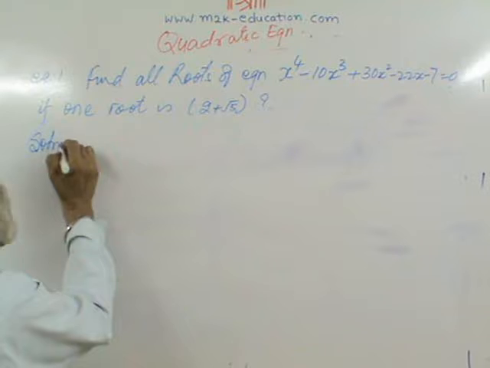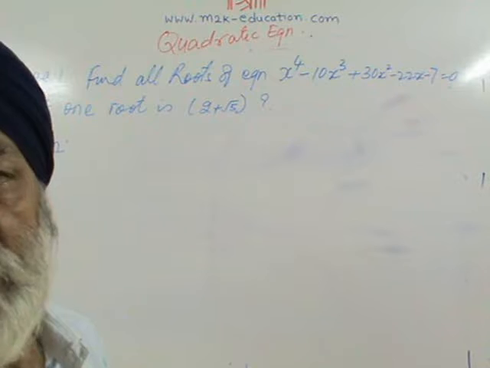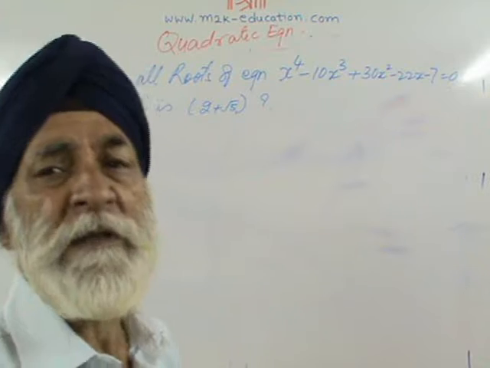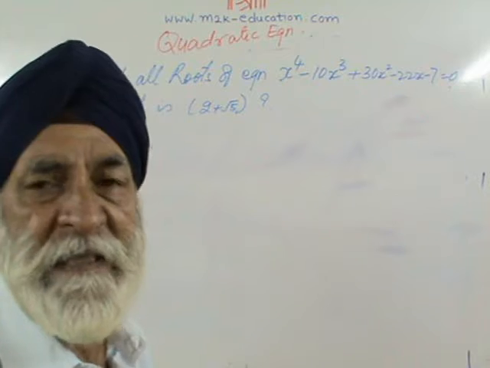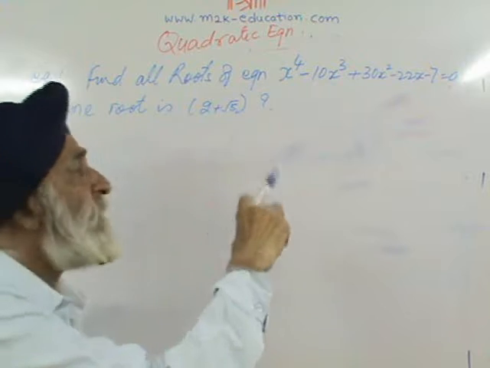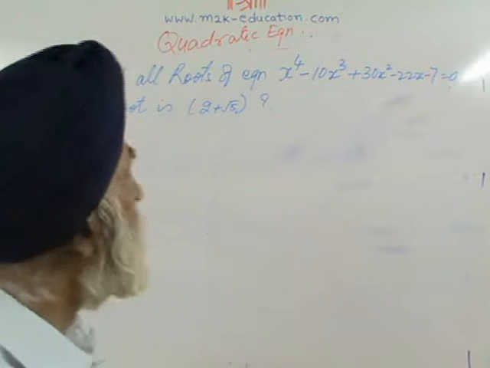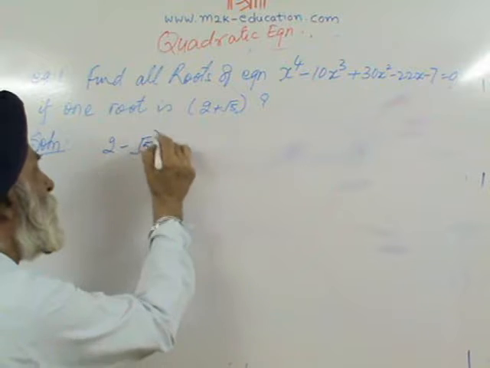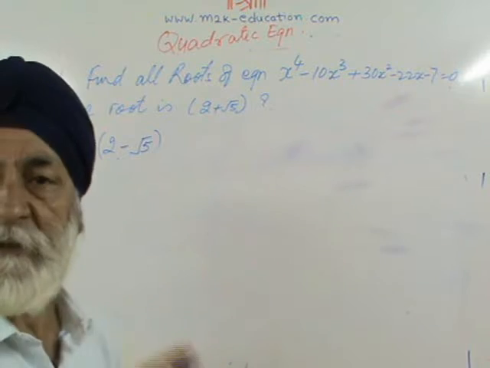As per the nature of the roots which we have already explained, 2 plus root 5: 2 is a rational number and root 5, finding the square root of 5, is never ending. That's why it is called irrational. It means it is a combination of rational and irrational, so it will have one other root as a conjugate. The other root is 2 minus root 5. Now both these roots satisfy this equation.